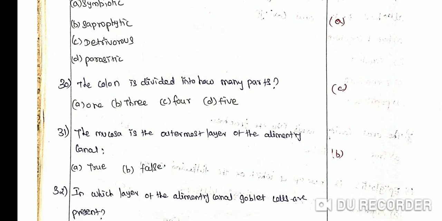The colon is divided into how many parts? Option A 1, option B 3, option C 4, option D 5. Answer is option C 4. The colon is divided into 4 parts: an ascending, a transverse, a descending part and a sigmoid colon. The descending part opens into the rectum which opens out through the anus.